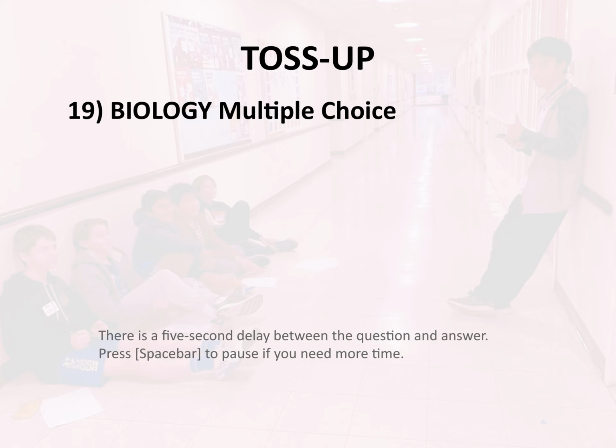Toss-up 19. Biology. Multiple choice. Which of the following statements is not true about lichen? W. It is a composite organism. X. It is composed of algae and moss. Y. It is hardy and slow-growing. Z. It usually reproduces asexually.